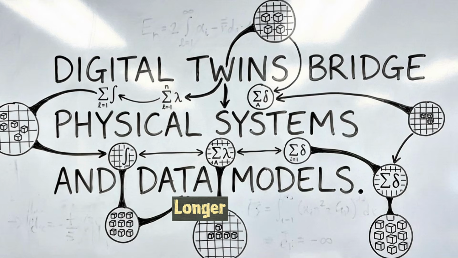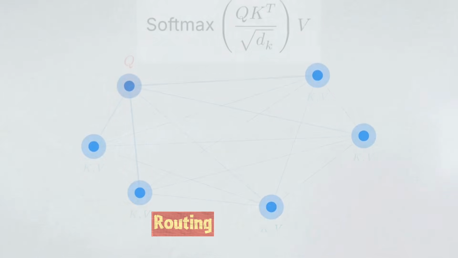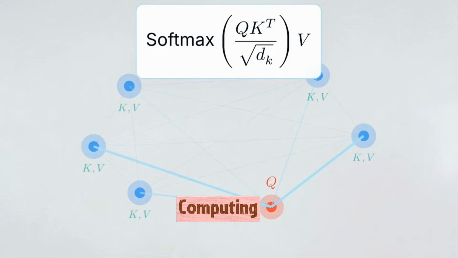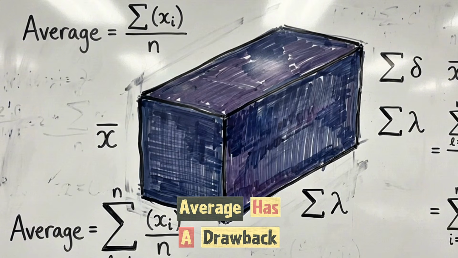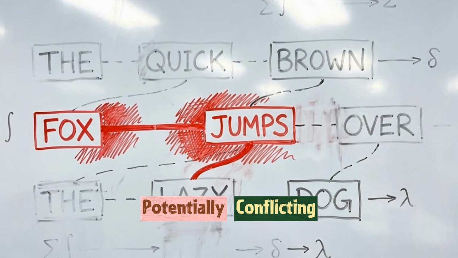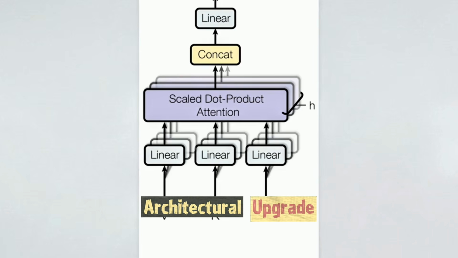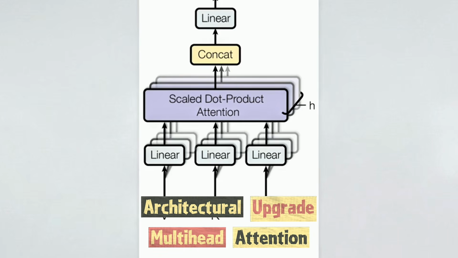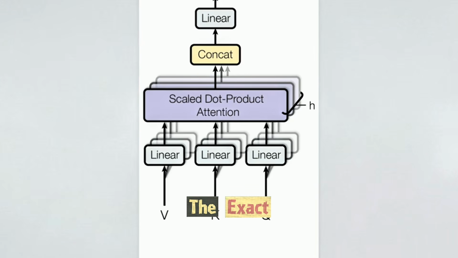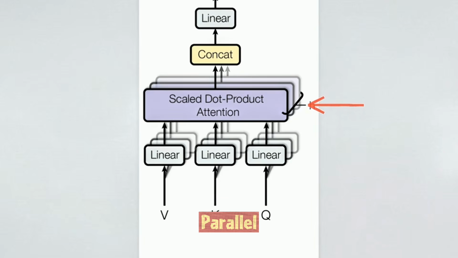Information flow is no longer bound by physical proximity in a sentence. Self-attention is a dynamic routing mechanism dictated entirely by learned algebraic alignment. Computing a single weighted average has a drawback. It inherently inhibits the model's ability to focus on different, potentially conflicting relationships simultaneously. This graphic shows the architectural upgrade: Multi-Head Attention. Instead of a single attention pass, the base model performs the exact query, key, and value calculations 8 separate times in parallel.